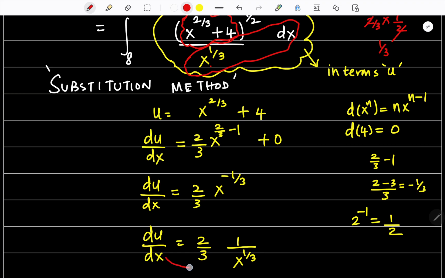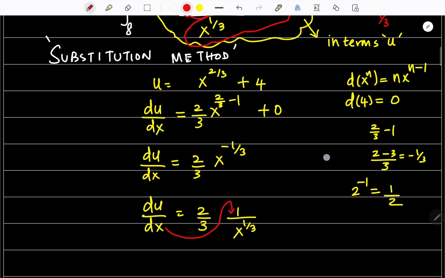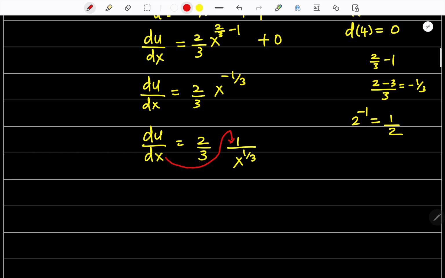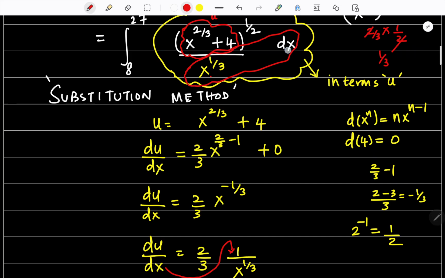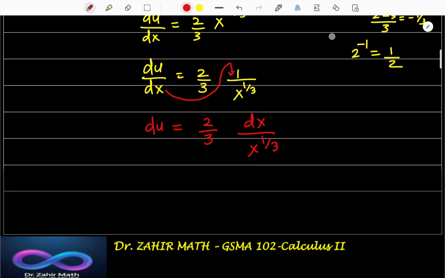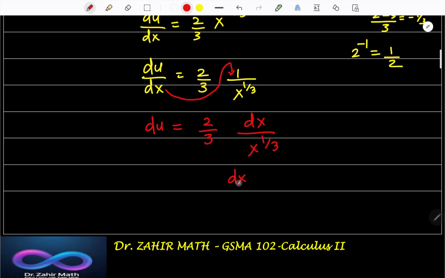So what I'm going to do, I'm going to take dx here because it's divide here, so it's multiply. So du is equal to 2 by 3 and dx goes that side divided by x to the power of 1 by 3. Again, look into the step. I want dx divided by x to the power of 1 by 3. So keep this dx divided by x to the power of 1 by 3 this side.